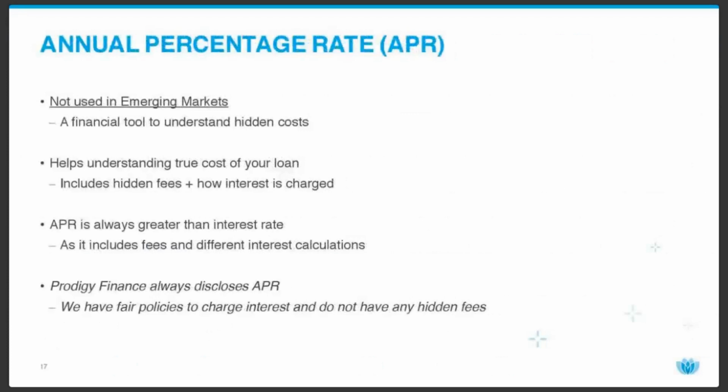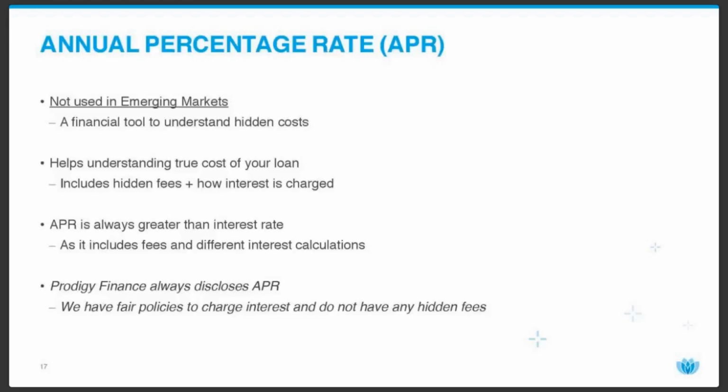And lastly, this is the last slide of these education loan terms, and it is called APR. It's called annual percentage rate, and it is not used in emerging markets. It is not a term in China, India, Brazil, or anywhere else. But it is very, very important, if you ever come across APR, to understand what it is. In essence, an APR is a financial tool to understand all of your hidden costs.